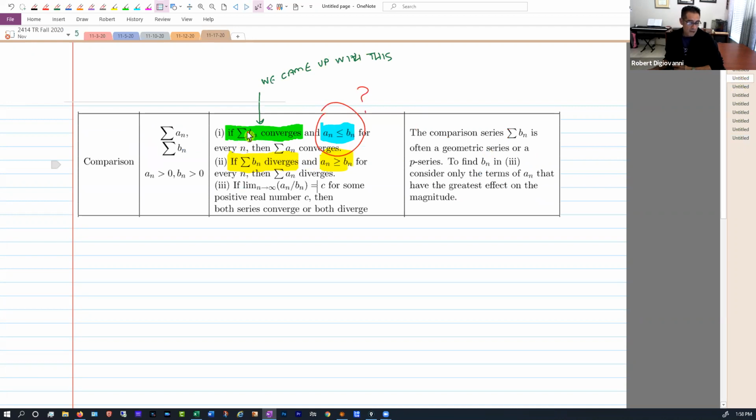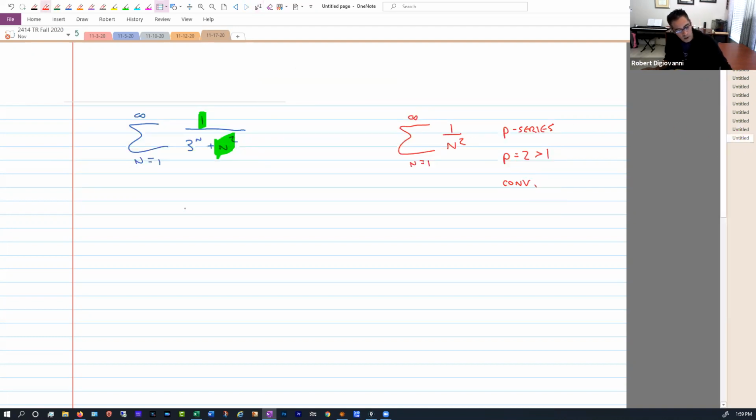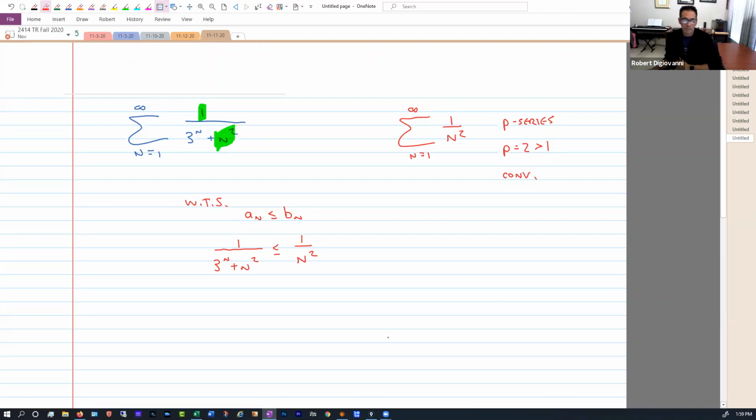Well, I found something that converges. It was a p-series, it converged, p was 2. So I need to show that this inequality is true again. Let's see if we can show this. We may not be able to. So I want to show that a sub n is less than or equal to b sub n. So I want to show that 1 over 3 to the n plus n squared is less than or equal to 1 over n squared.